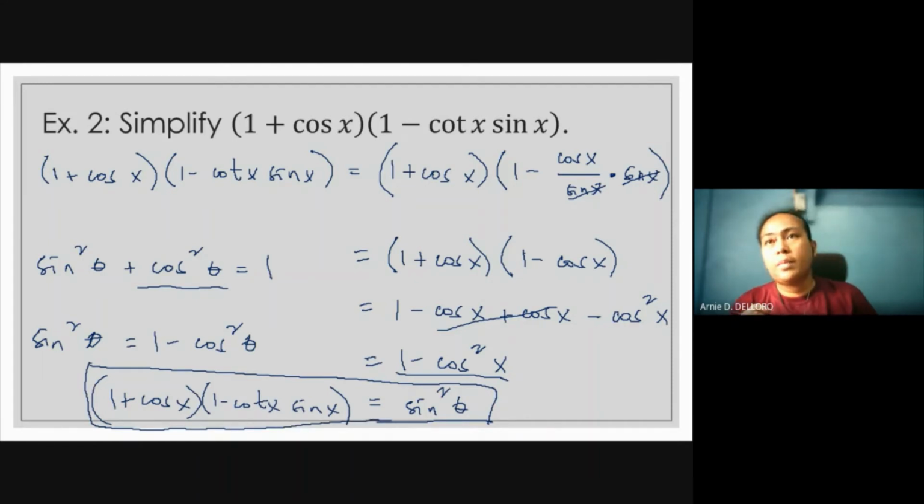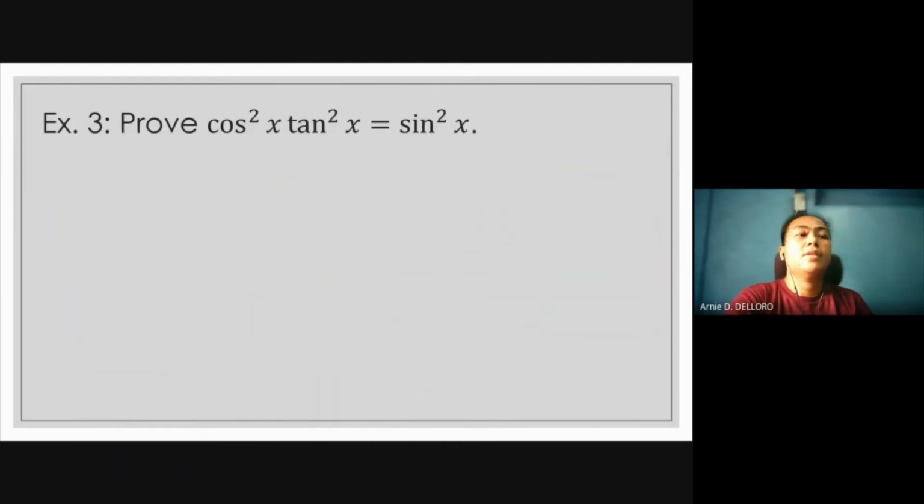Okay? Kailangan nyo lang paglaruan yung mga identities. Okay? So, nagsisimplify pa lang naman tayo para lang mas simple yung itsura ng mga trigonometric expressions na sinusolve natin. Okay? Sige, let's have this one.